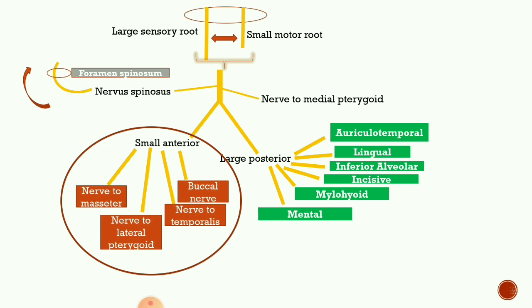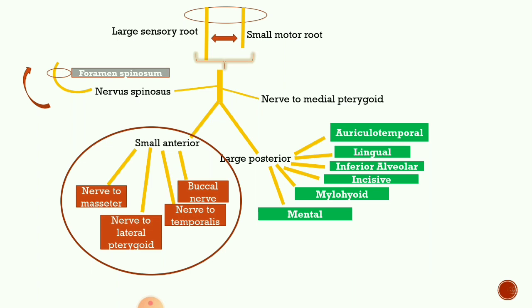So this large sensory root and small motor root exit the skull from the foramen ovale. Upon exiting the skull, they fuse together, and upon fusing they give two branches: nervus spinosus, which again travels back into the skull through the foramen spinosum and supplies the dura mater, and the nerve to medial pterygoid, which supplies the medial pterygoid muscle. Then after giving off these two branches, this undivided trunk splits into a small anterior branch and a large posterior branch. Now this anterior and posterior branch has further sub branches.